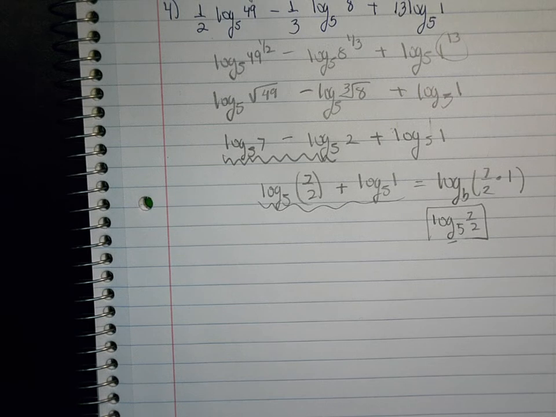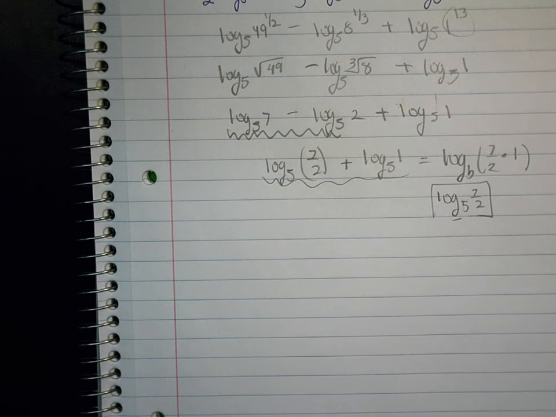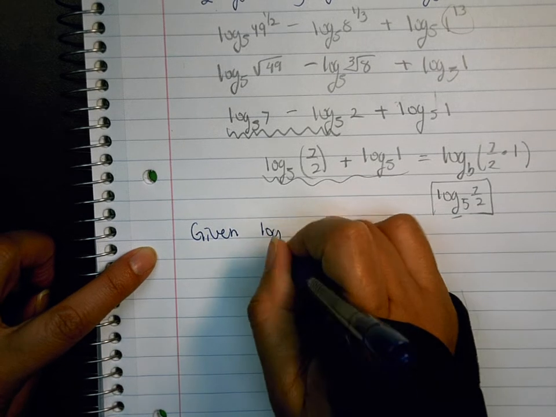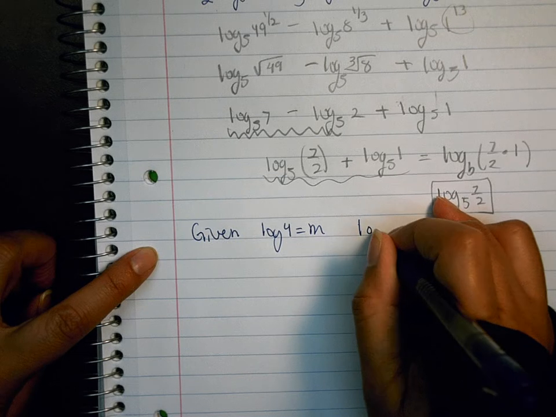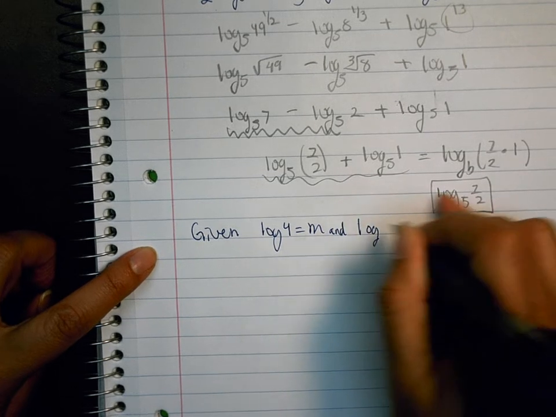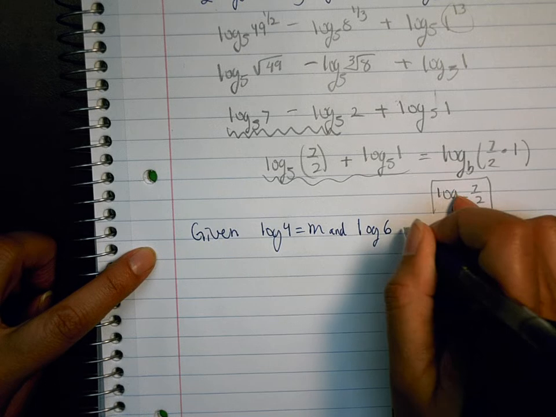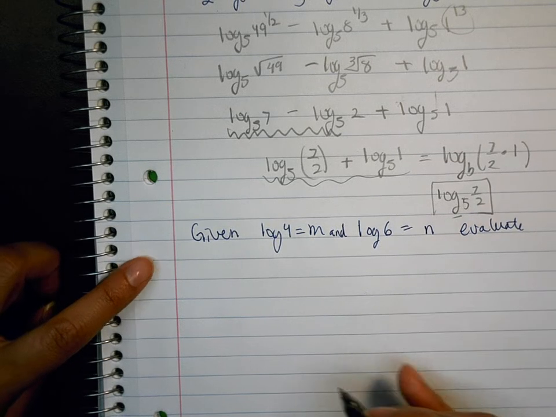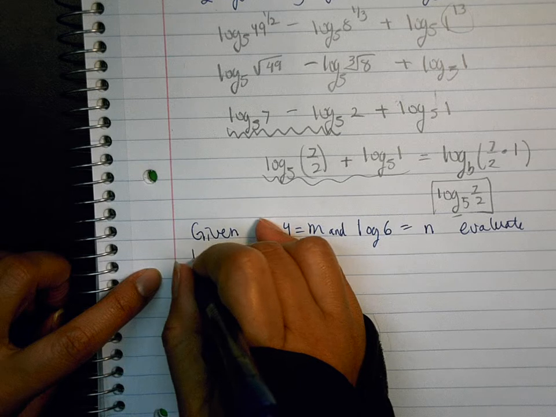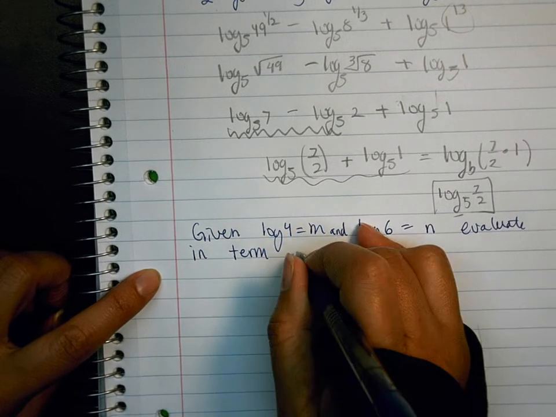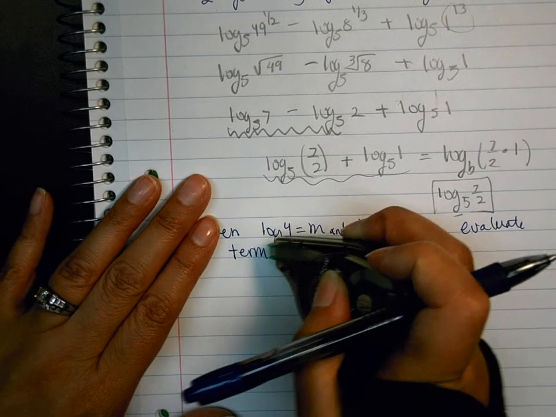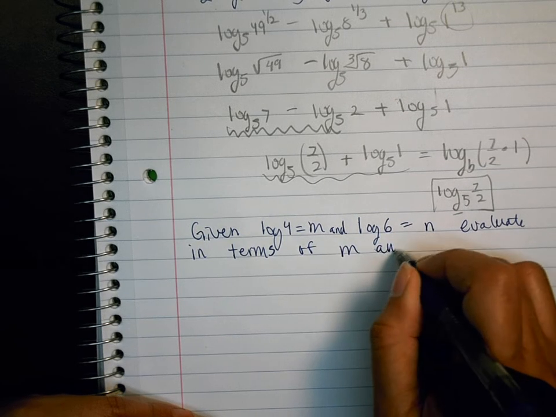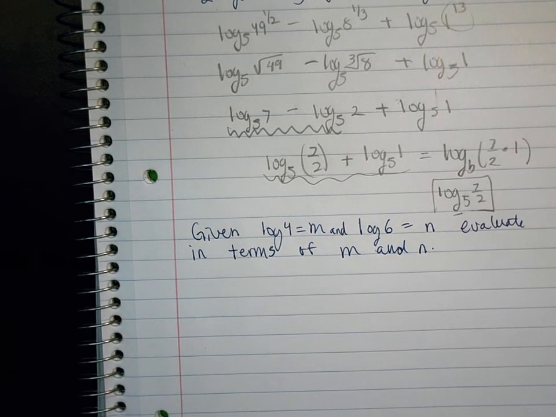Okay, so this is a big part, and this is on the test, so I want you paying attention. Given log of 4 equals m and log of 6 equals n, evaluate in terms of m and n. Oh, that's not supposed to be an S. Evaluate in terms of m and n.